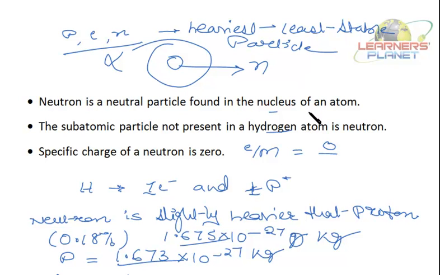Now, how are these particles arranged in an atom? See, proton is a positively charged particle and electron is a negatively charged particle. How are they arranged in the atom? To explain this, various models for the structure of atom were given. The very first model was given by Thomson. Now let's study about the Thomson's model of structure of atom.